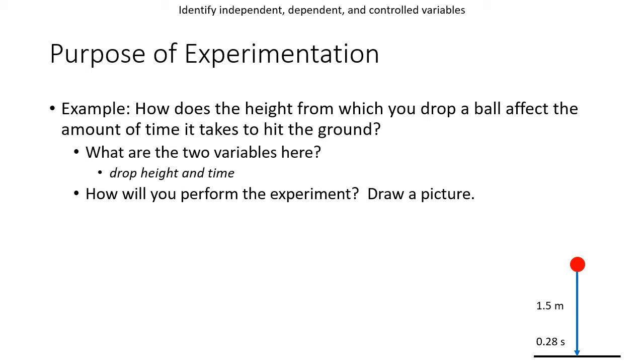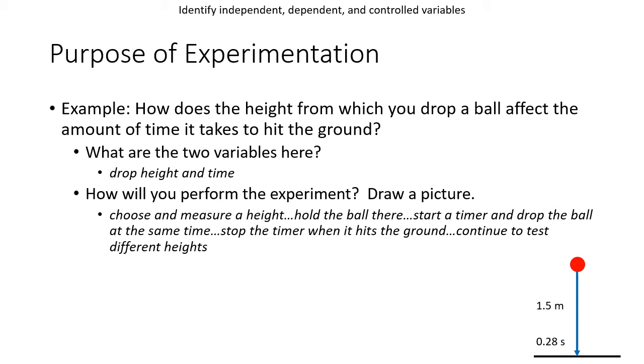Now, we can't just do the one height. If I want to know how this drop height affects the fall time, I have to do more than one height. So I'm going to have to change the height. Looking at my text here, I can say we choose and measure a height, hold the ball there, start a timer, drop the ball at the same time, stop the timer when it hits the ground, and then continue to test different heights.